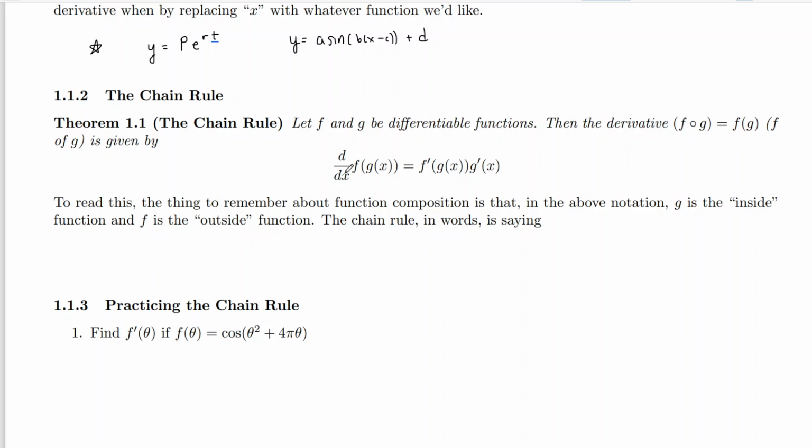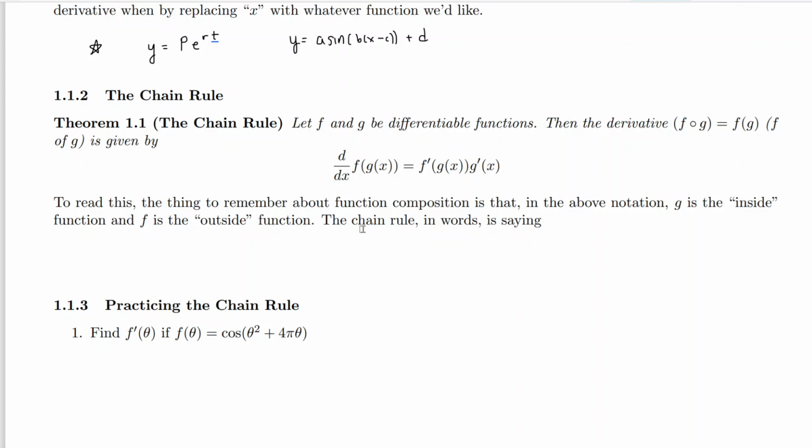But it's given by the derivative of f of g of x equals, and like I said, the parentheses here, so f of g of x is the same thing as f circle g of x. It is given by the formula f prime of g of x times g prime of x.